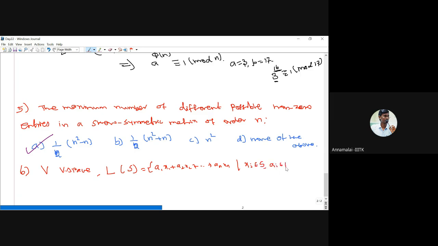Suppose I take F as that field. Here n is anything. All possible linear combinations of elements of S is nothing but L of S. Sometimes we call this the spanning set, the span of S. Okay, this is a notation.